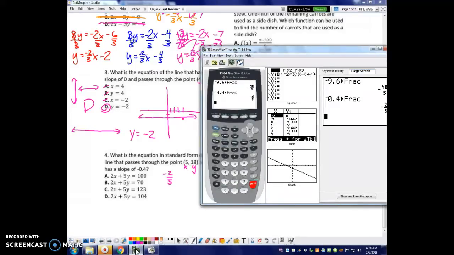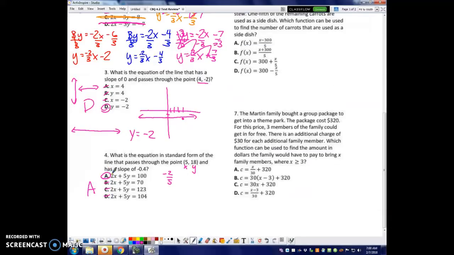Plug those into your calculator. So 5, store, alpha x. We've been doing this a while. So we just told our calculator that x is 5. And then 18, store, alpha y. And we're just going to type that in. 2x plus 5y. 2 alpha x plus 5 alpha y. 100. Which one's that? A. So all we did was like this. 2, and instead of x we put 5. Plus 5, and instead of y we put 18. And it gave us 100. So that would be your answer. Ta-da!